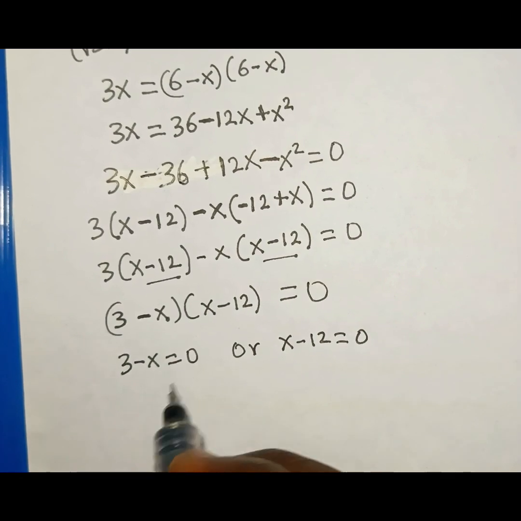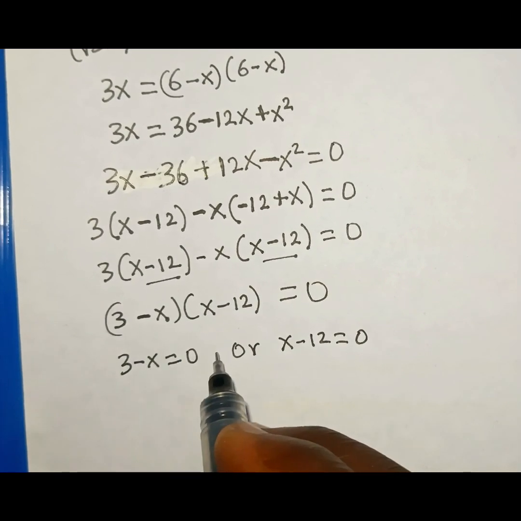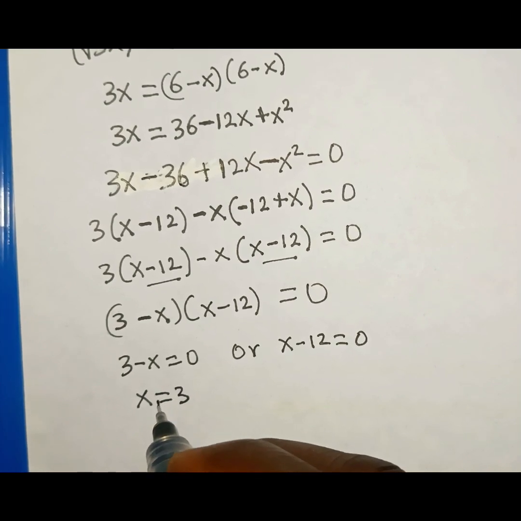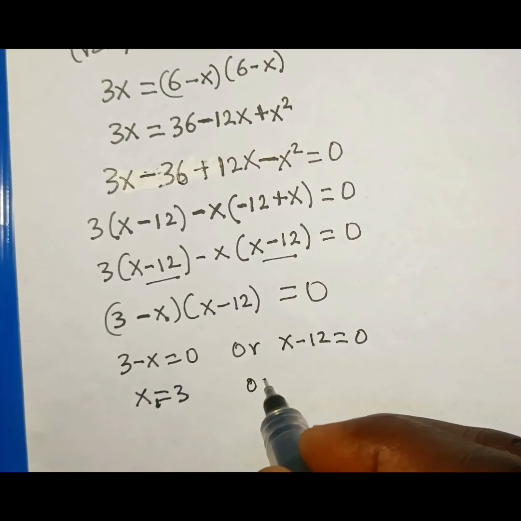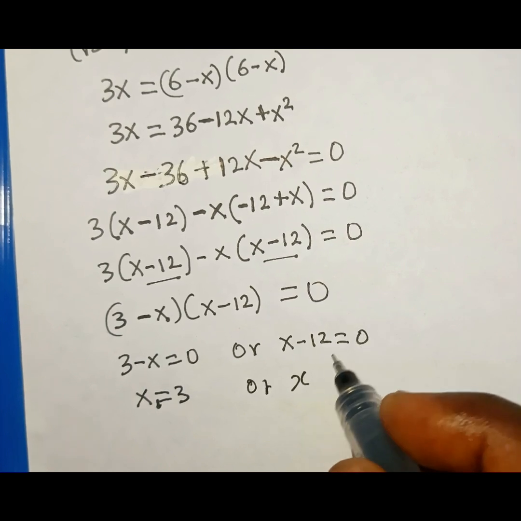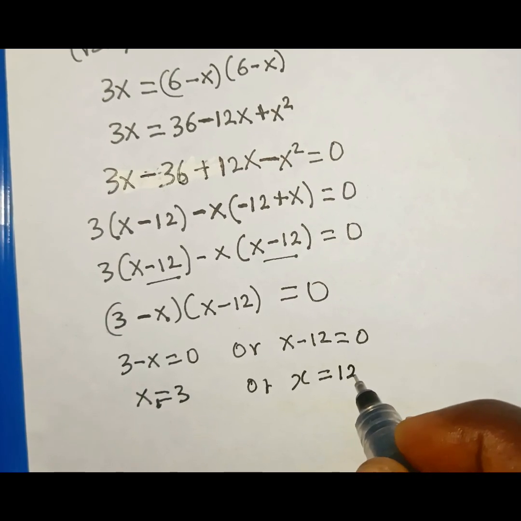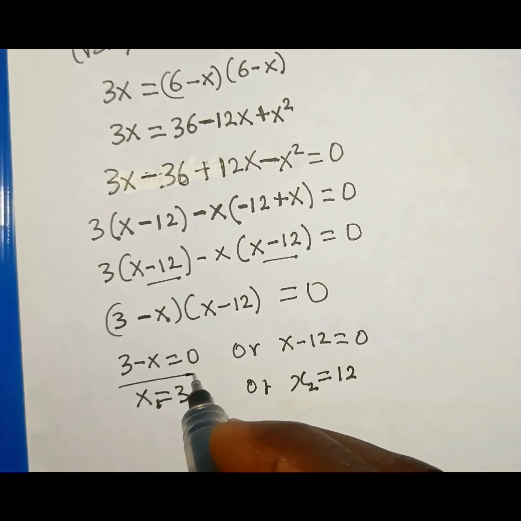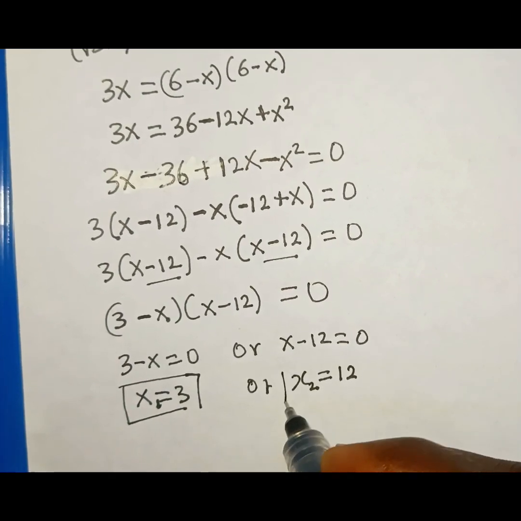So now to solve for the value of x here, when we take x to the right hand side, x now will be equal to positive 3. So this is the first value of x. And to get the second value of x, we are going to take this negative 12 to the right hand side, it becomes positive 12. So this is the second value of x. So these are the two solutions that will satisfy this equation.